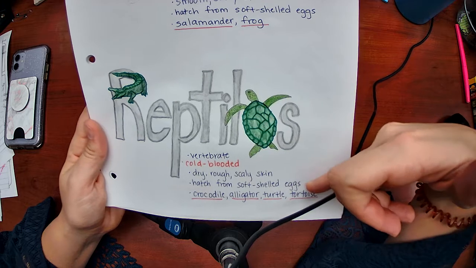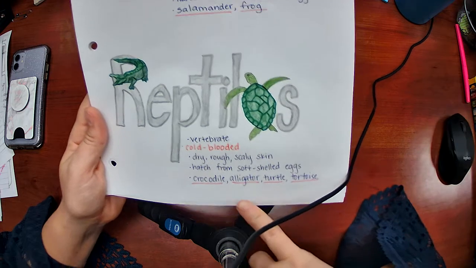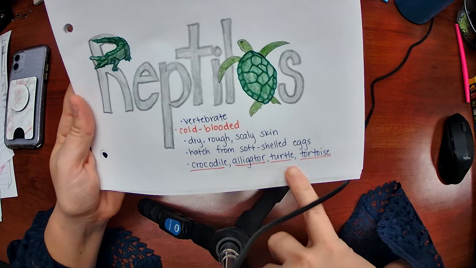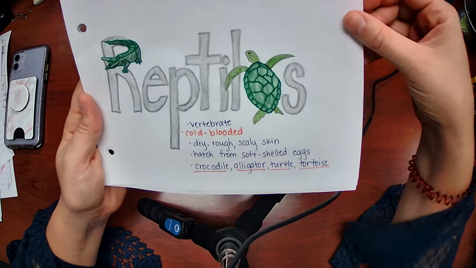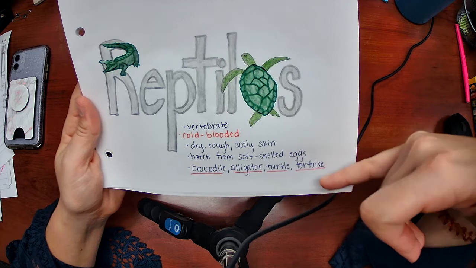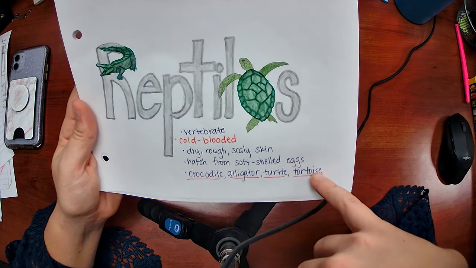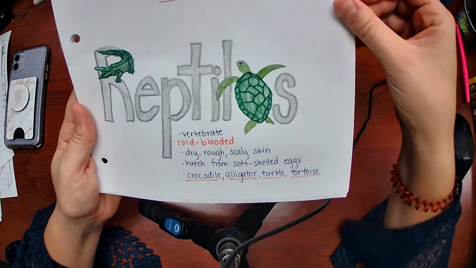They also hatch from soft-shelled eggs. Could be a few exceptions. And then 4 examples would be crocodile, alligator, turtle, and tortoise. I also told the other classes, someone asked what's the difference between a turtle and a tortoise. A turtle spends time both on water and in land, while tortoise is mostly land.